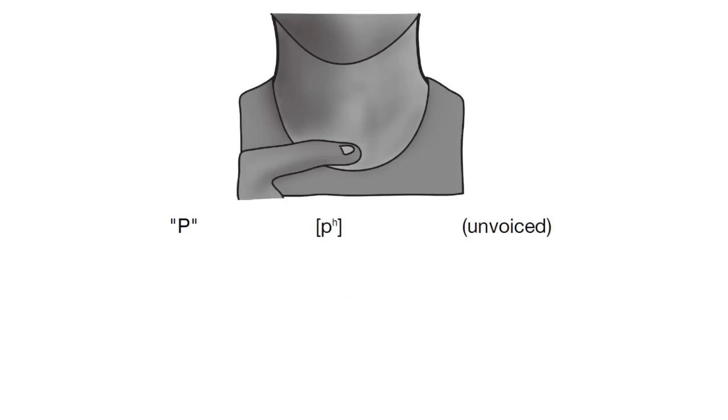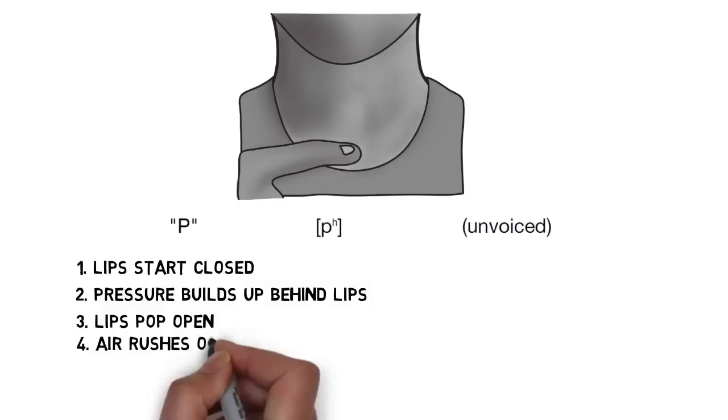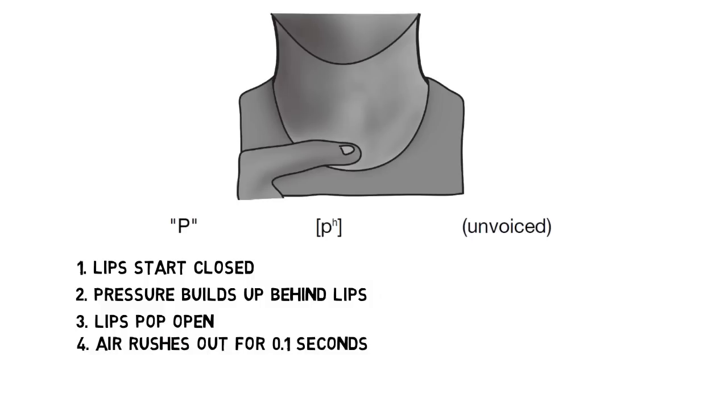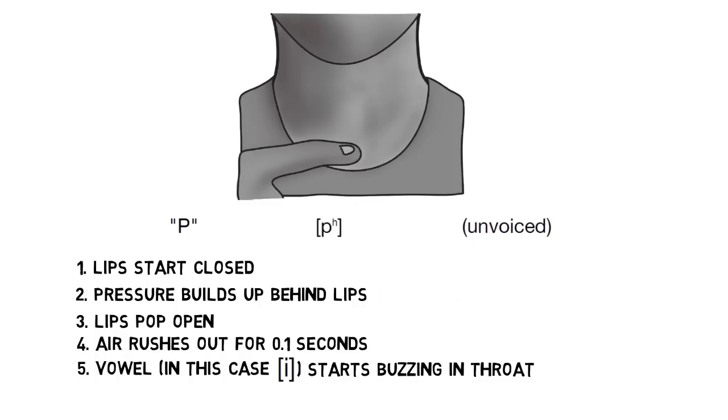To make that sound, well, first there's going to be no buzz and your lips are going to be closed. It starts exactly the same as B. But then air starts building up behind your lips without any vibration in your vocal cords. Then your lips pop open for a P sound. P. Then air starts to rush out for a tenth of a second, making a kind of exhalation sound. And then finally, once you've heard that sound, you'll start to feel buzzing in your throat as the vowel E starts. P. So using these same examples of B and P, let's talk about a new topic, aspiration.